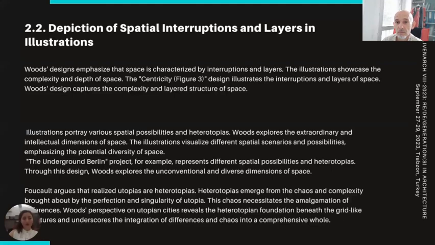Portray various spatial possibilities and heterotopias. Woods explores the extraordinary and intellectual dimensions of space. These illustrations visualize different spatial scenarios and possibilities, emphasizing the potential diversity of space.